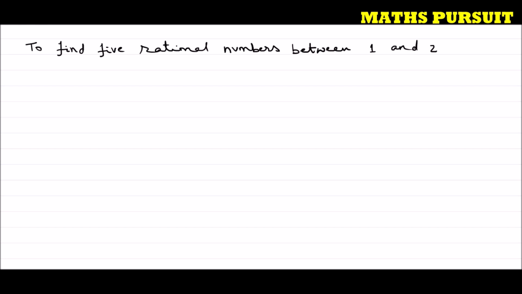The question is asking us to find 5 rational numbers between 1 and 2. So guys, let us see how we can find them. This question is very simple and very straightforward, but let us follow certain steps. I will tell you certain steps so that it will be very easy to find rational numbers between 1 and 2.